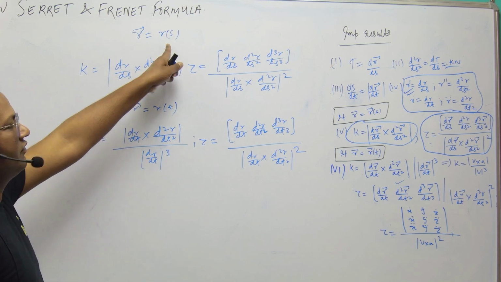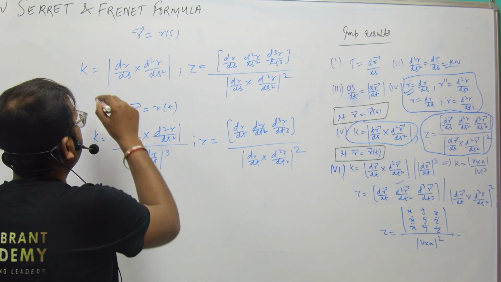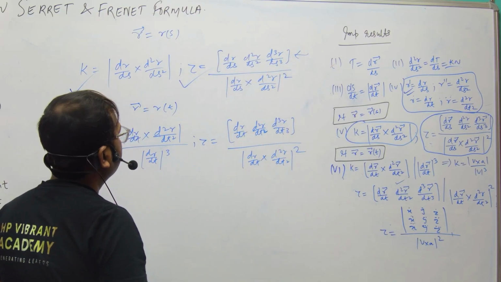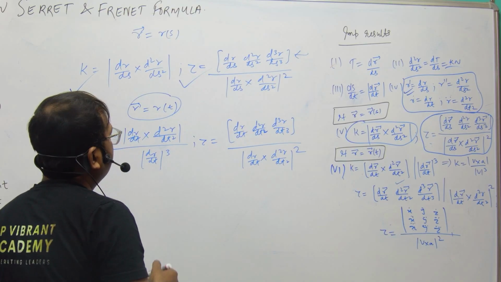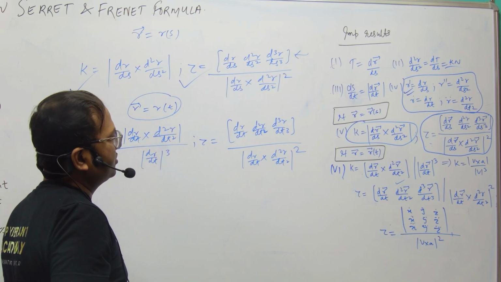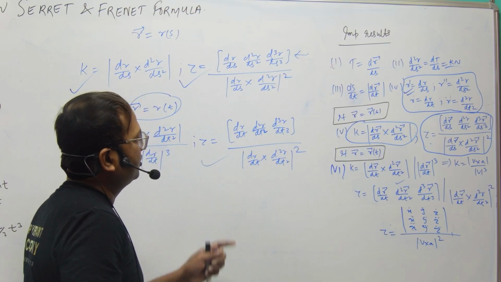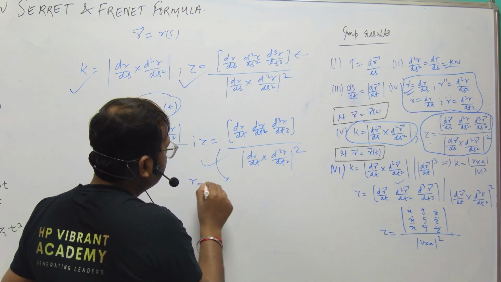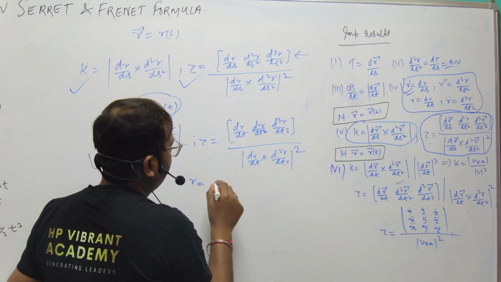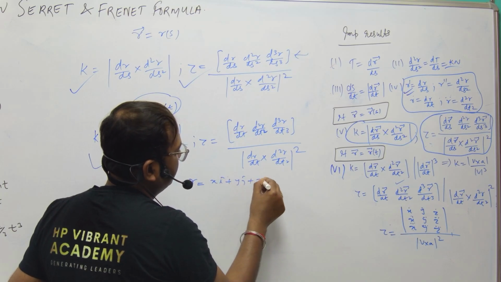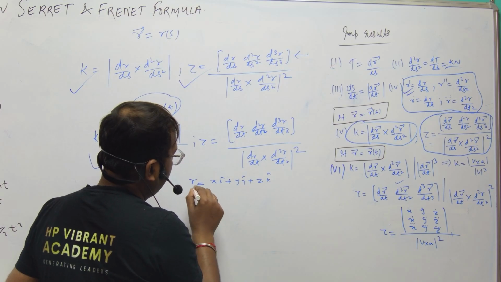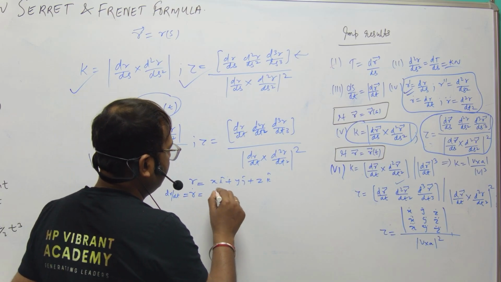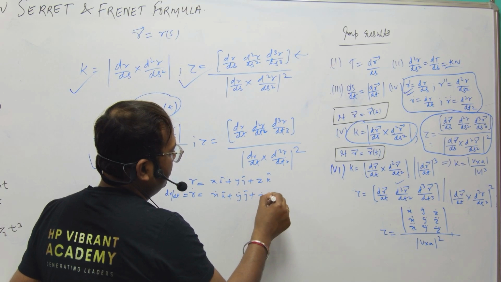If the curve is a function of s, then kappa is given by this particular expression, and tau is given by the scalar triple product. Similarly, if the curve is a function of t, then kappa and tau are given by these expressions. We can also write this by presenting r in terms of x, y, z: r is x i cap plus y j cap plus z k cap. The single differentiation, r dot, is dr upon dt, equal to x dot i cap plus y dot j cap plus z dot k cap.